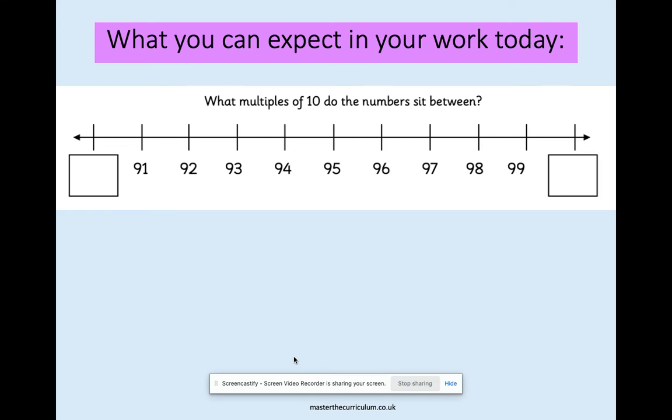So for today, what can you expect in your work? You might have a question like this one. What multiples of 10 do the numbers sit between? Now, if you can see here, we were counting in ones. So my number to start my number line would be 90, and my last number would be 100. So those are the multiples of 10, which means it can be divided by 10. That's what these numbers sit between. It might also be multiples of 100 or multiples of 1,000, depending on what the question is asking you.